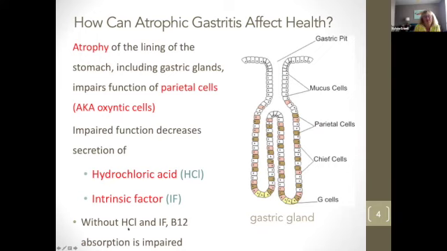If we're not producing enough hydrochloric acid and intrinsic factor, or any, because these are needed for B12 absorption, this can interfere with vitamin B12 absorption. So as people get older, they are at increased risk for having poor vitamin B12 status. I'll keep talking about this.